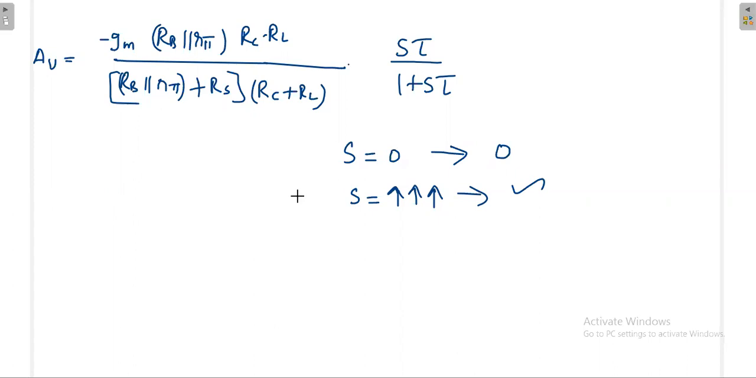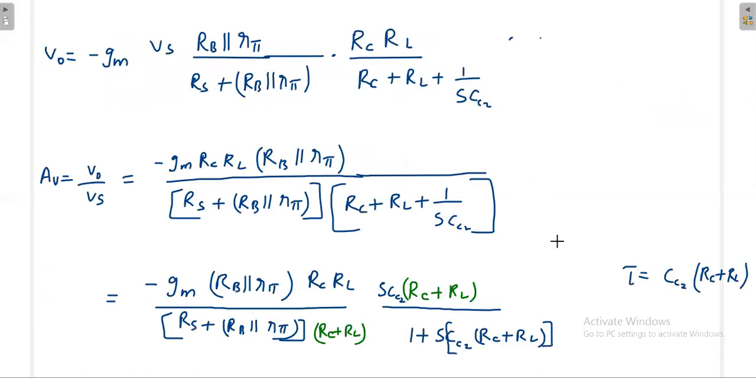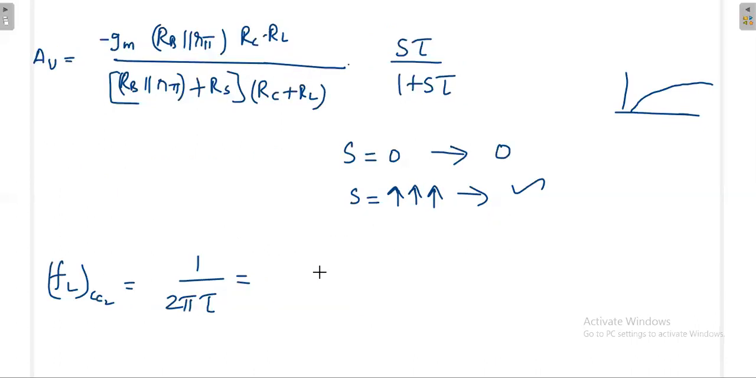Generally, a high pass filter response goes like this, and it will have a lower cutoff frequency. What is that cutoff frequency? The cutoff frequency fL due to CC2 is 1 by 2 pi tau. Tau we have written here: tau is CC2 (RC plus RL). So 1 by 2 pi (RC plus RL) into CC2. This is the lower cutoff frequency due to the coupling capacitor.